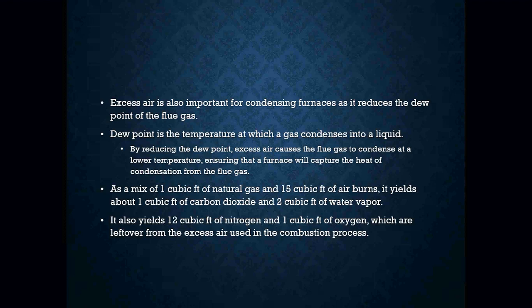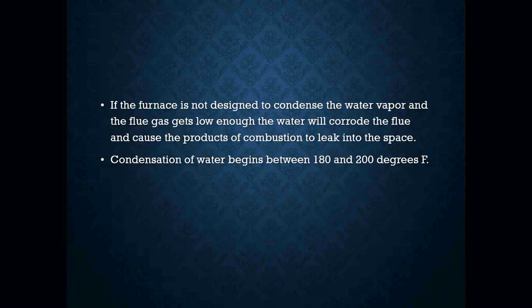As a mixture of 1 cubic foot of natural gas and 15 cubic feet of air is burned, it yields about 1 cubic foot of carbon dioxide and about 2 cubic feet of water vapor. It also yields 12 cubic feet of nitrogen and 1 cubic foot of oxygen, which are left over from the excess air used in the combustion process.